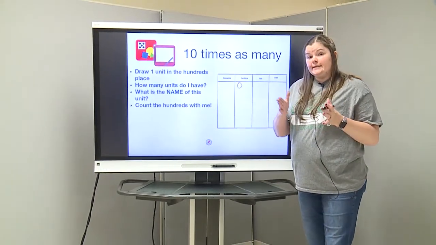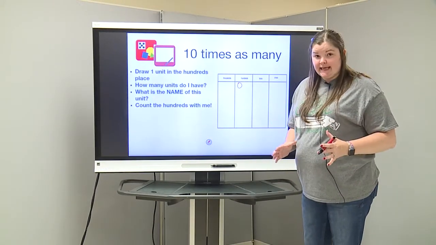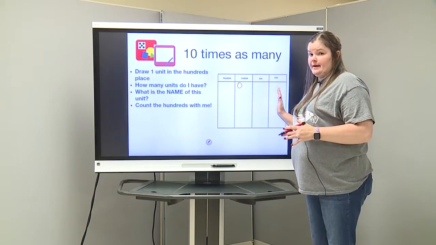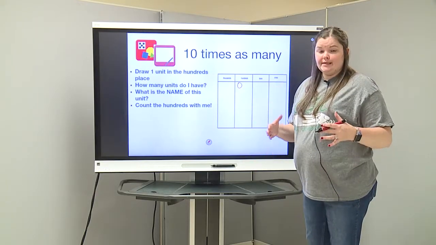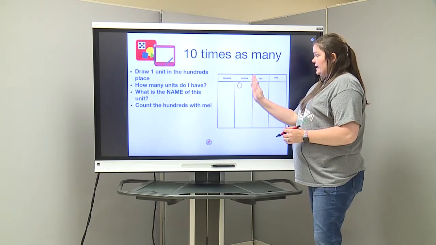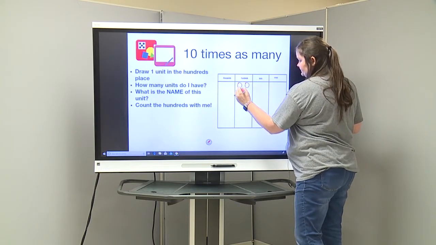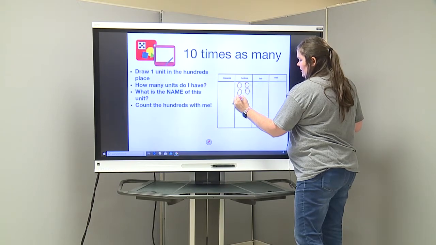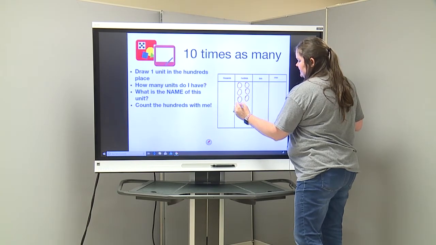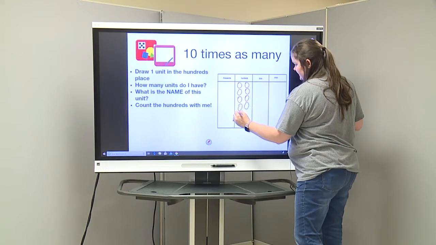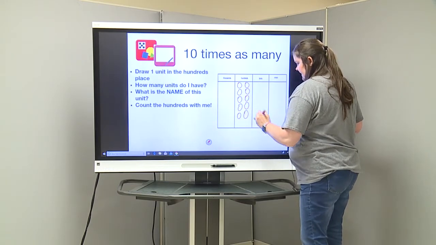So again, 1 times 10 gives me 10. It doesn't matter what place value I'm in. 1 times 10 is always going to give me 10. So let's make 10 of the hundreds. So there's 2, 3, 4, 5, 6, 7, 8, 9, 10.